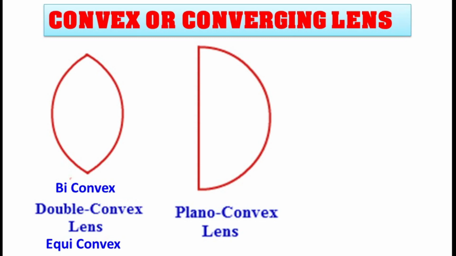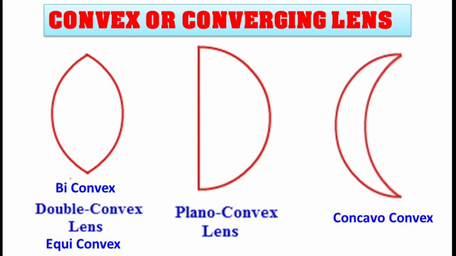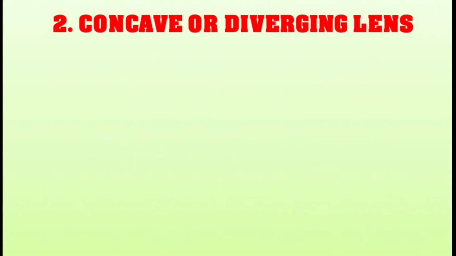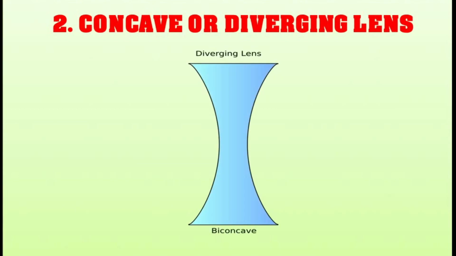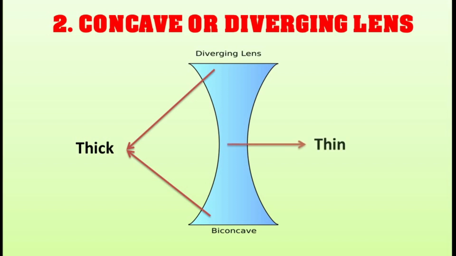Number 3. Concavo-convex. A concavo-convex lens has one surface convex and the other surface concave. Now the second type of lens is concave lens or diverging lens. A concave lens is thick at its periphery and thin in the middle.